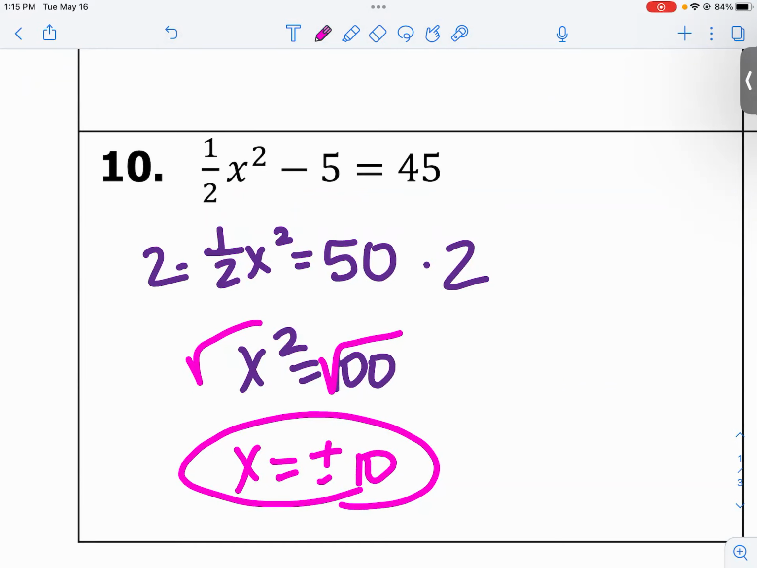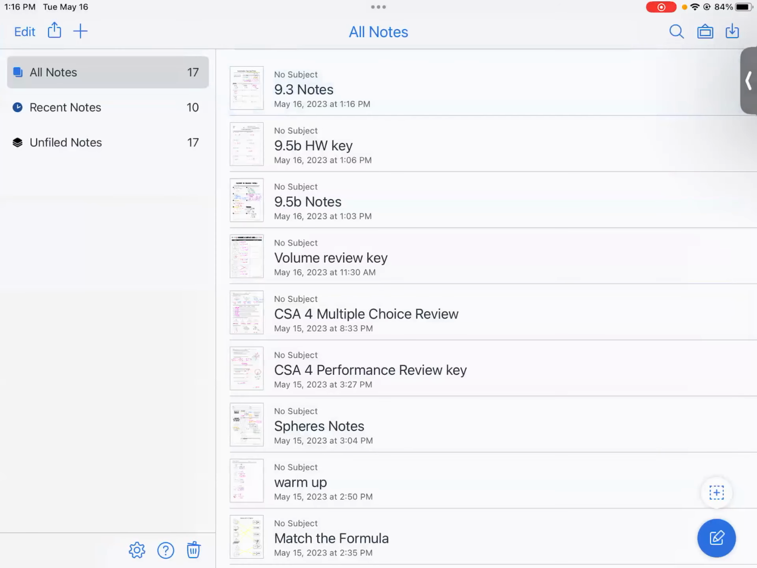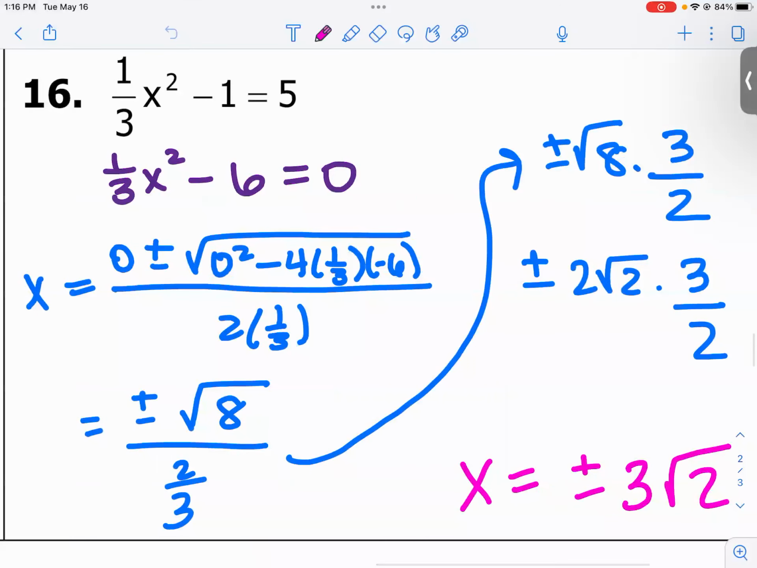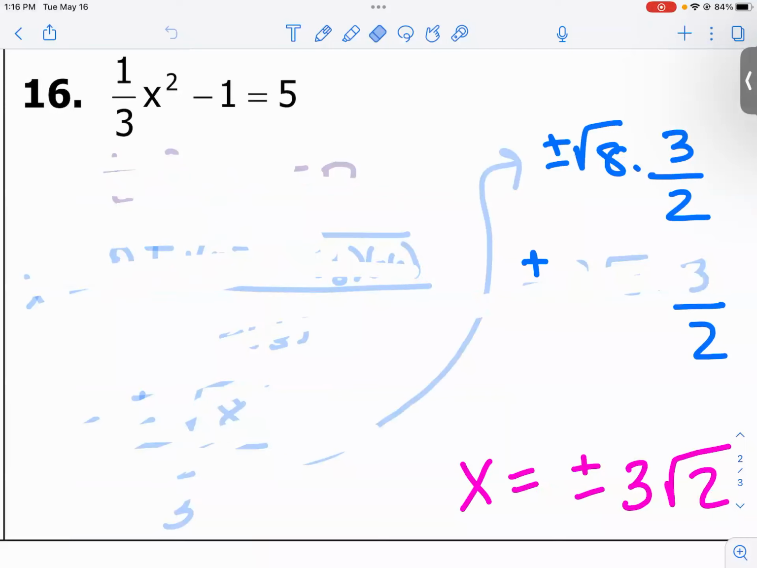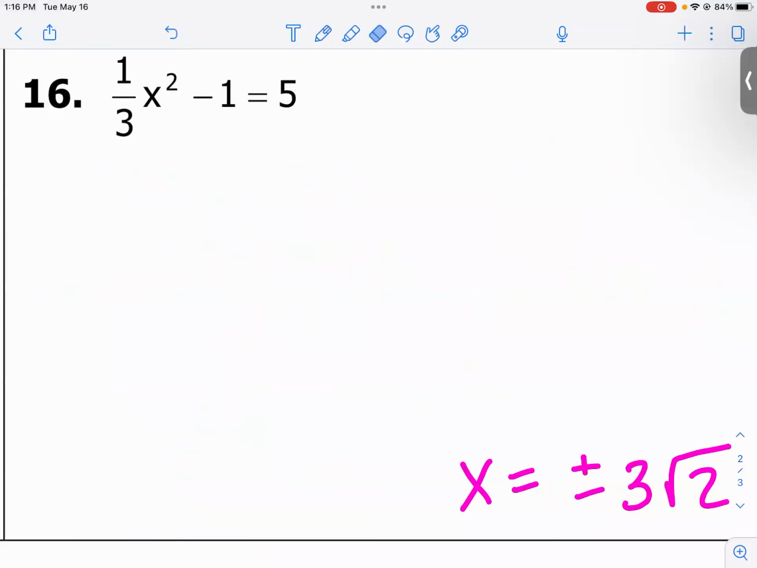Okay, so let's go back to our homework. Yes or no? This problem looks awfully familiar. Isn't this constructed the same way as number 10 that we just did? There's a chance. Okay, so let's do it. Instead of minusing 5, let's add 1, so that we have 1/3 x squared equals 6.